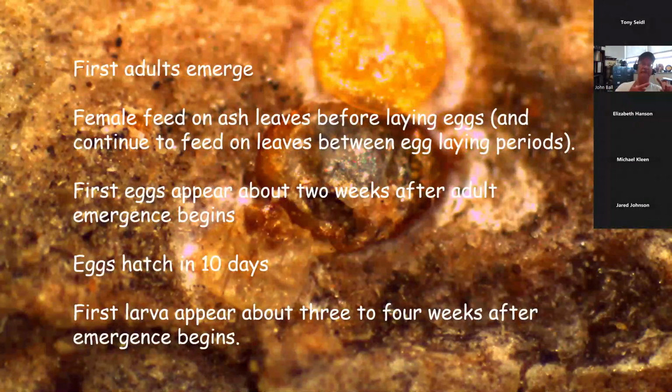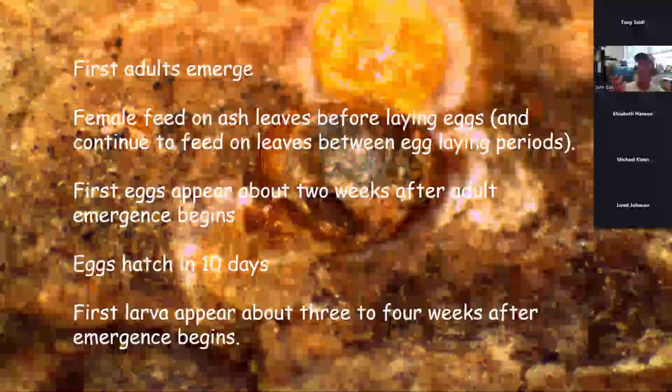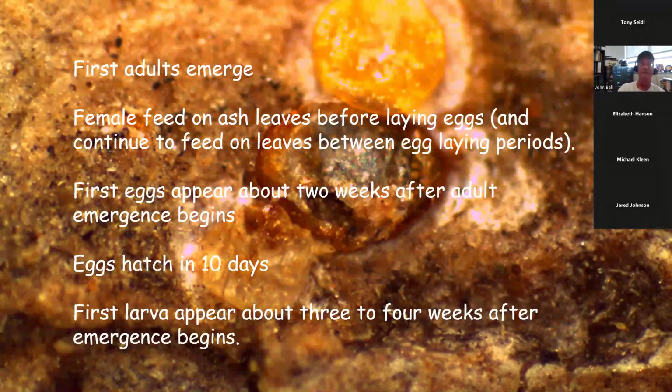So what are we looking at? First adults emerge, then the females feed on the leaves before laying eggs. And by the way, she continues to feed on leaves between egg laying. So she might lay eggs on this tree, fly to another tree, munch on leaves, and lay eggs. So having chemical in the leaves is great protection for the whole season. And again, once the chemicals have been put in properly, you have 2 seasons of control.